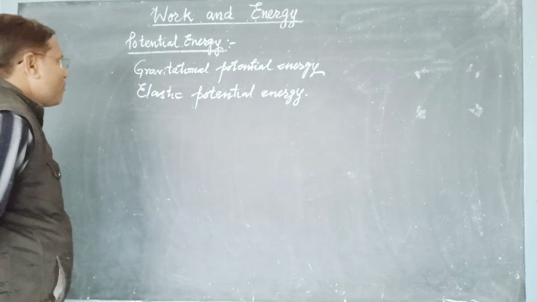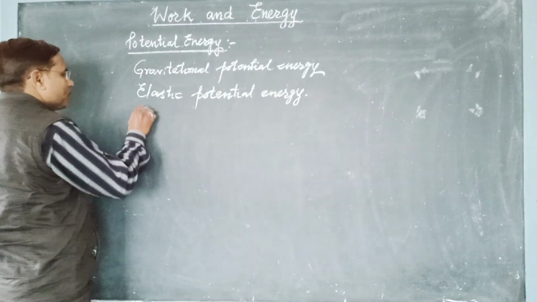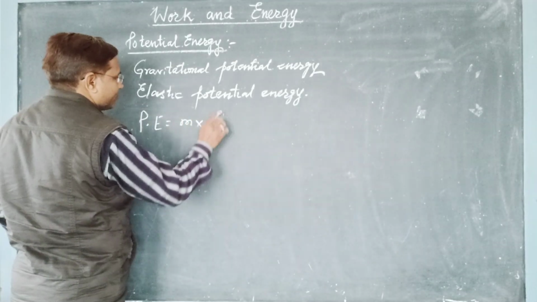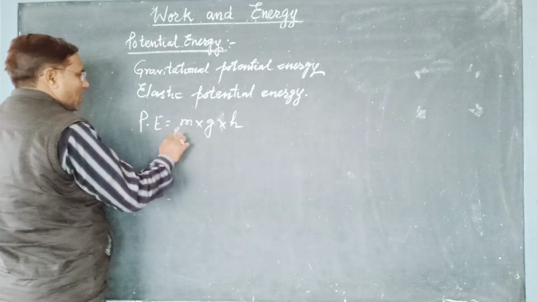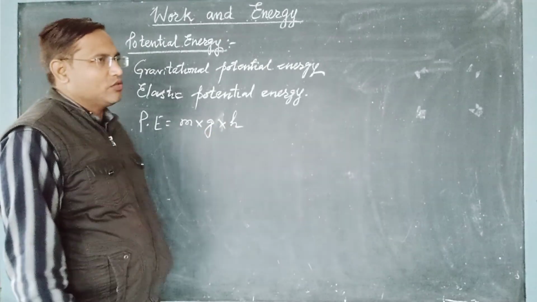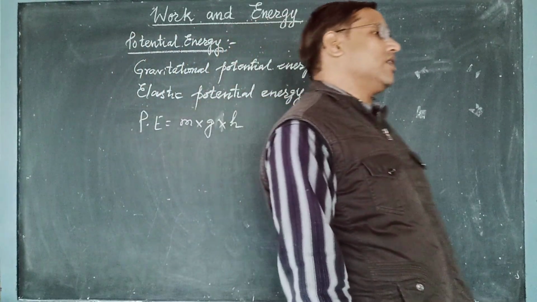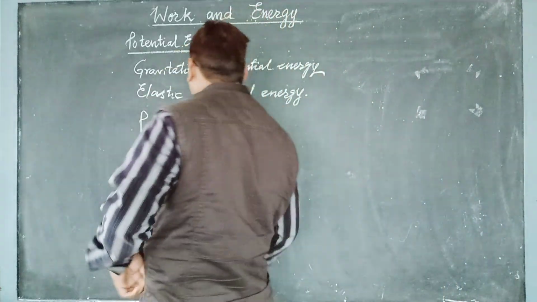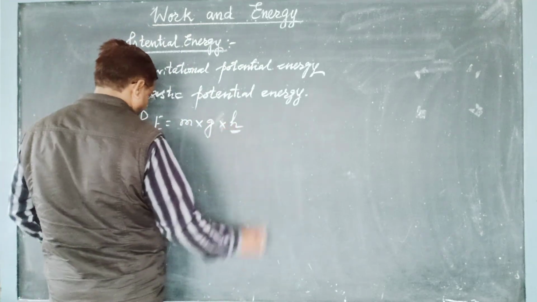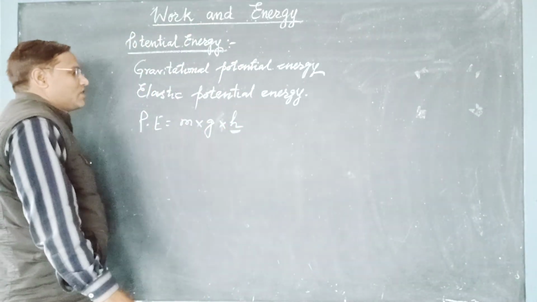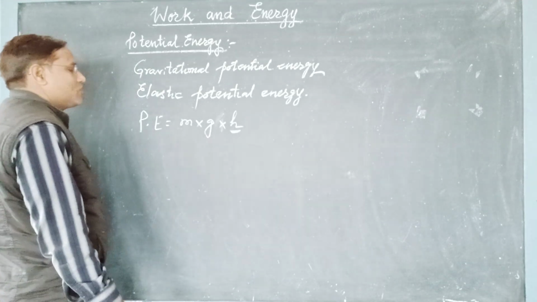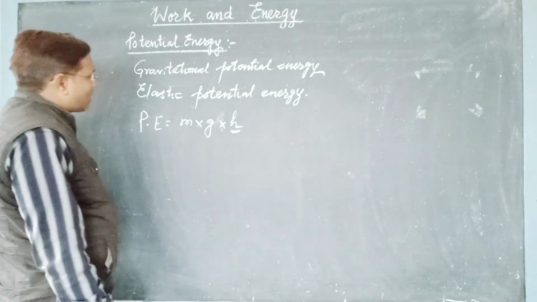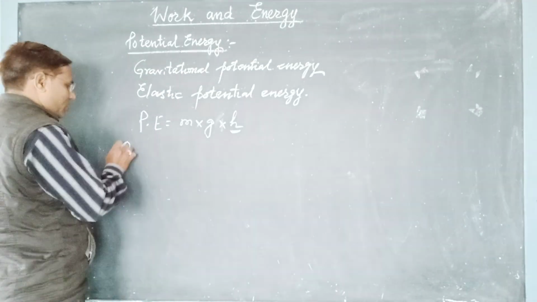Now we have the formula for potential energy. Potential energy is equal to mgh, mass into gravity into height. I told you it is mainly against the gravity. Potential energy is because of the position, because of the change in the height. So potential energy is equal to mgh, mass into gravity into height. SI unit I have already told. Now we will do some numericals on it.